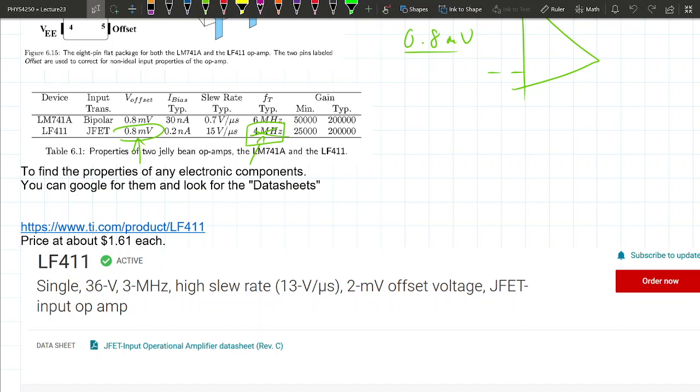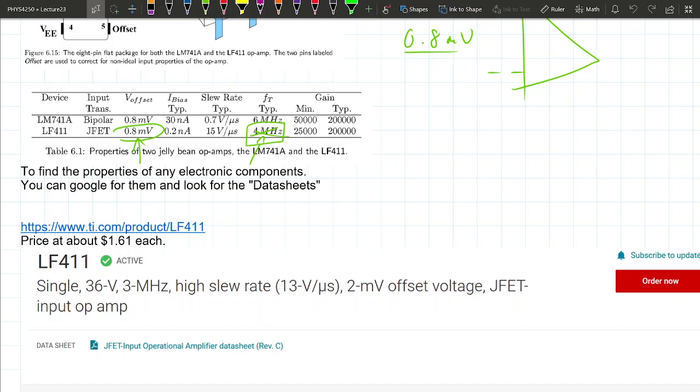If you run these things at a higher temperature, be careful here. This is a nanoamp. So if you run it hot, you're going to have a lot more input bias current. It's going to draw a lot more current as it gets hotter. I'm trying to get to the gain bandwidth thing.